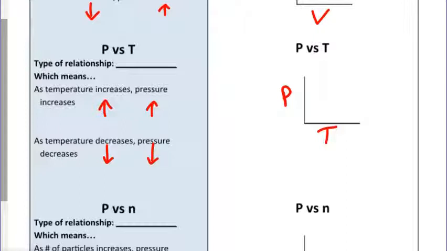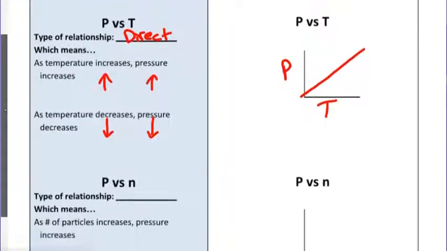If we cool the gas particles down, they slow down, they collide with each other less often, therefore the pressure will decrease. This is a classic direct relationship, because the increase or decrease of one variable has the same effect on the other. And graphically, this is always expressed as a straight line, a linear relationship. So as you increase along the x-axis, you increase along the y-axis.